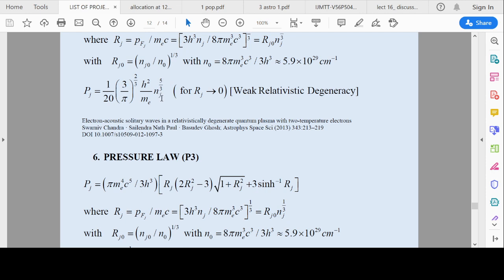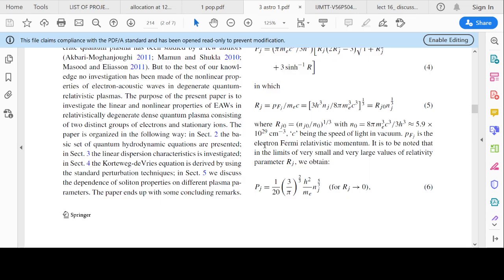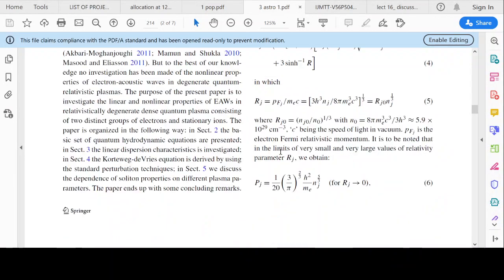Now this is the unnormalized form. When you take a and you want to normalize it, because all these things are constant, you divide it with nj0 for the hot electrons or the cold electrons. Now these are the two expressions, so you can get the reference here.